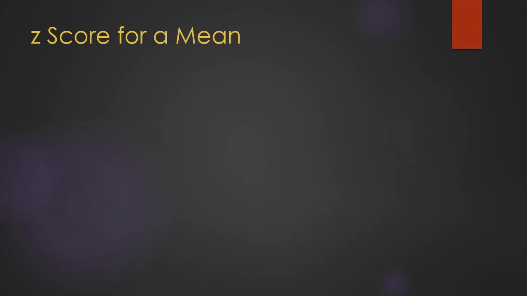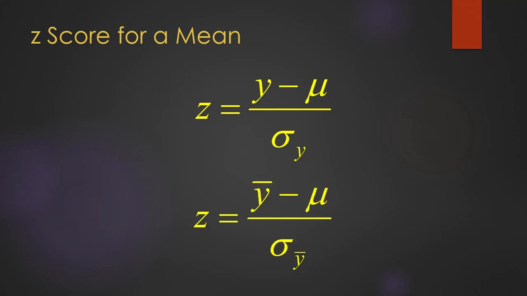We can find Z-scores for means just like we can find Z-scores for regular scores. Here's the formula again for a Z-score. Suppose the score is actually a mean. That would be the case if we had a sampling distribution of means. In that case, we can replace the score by the mean in the formula.